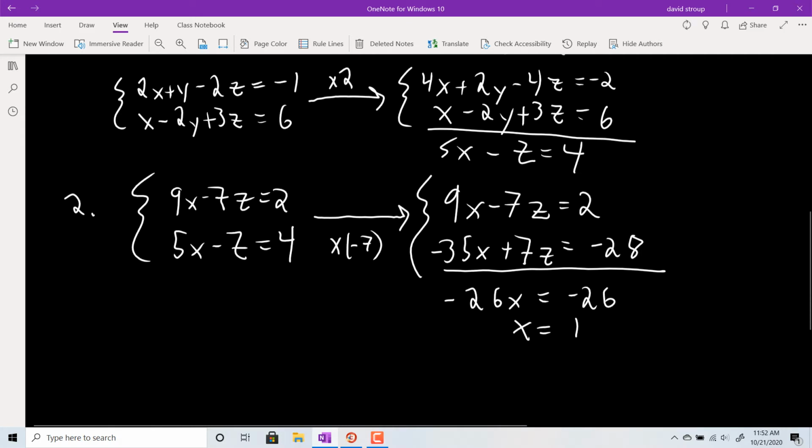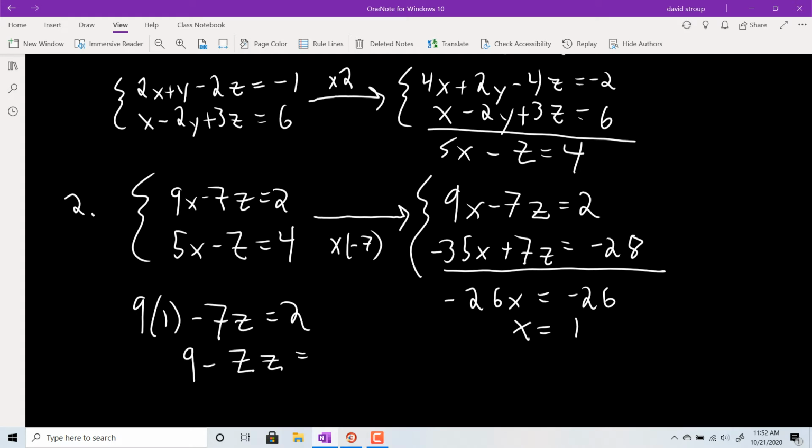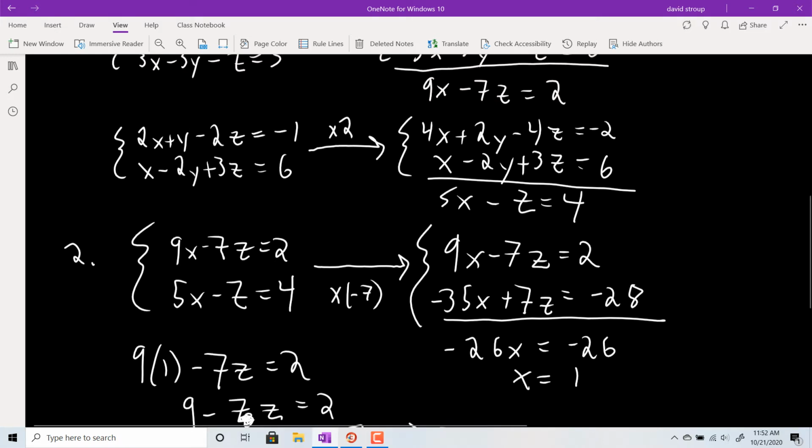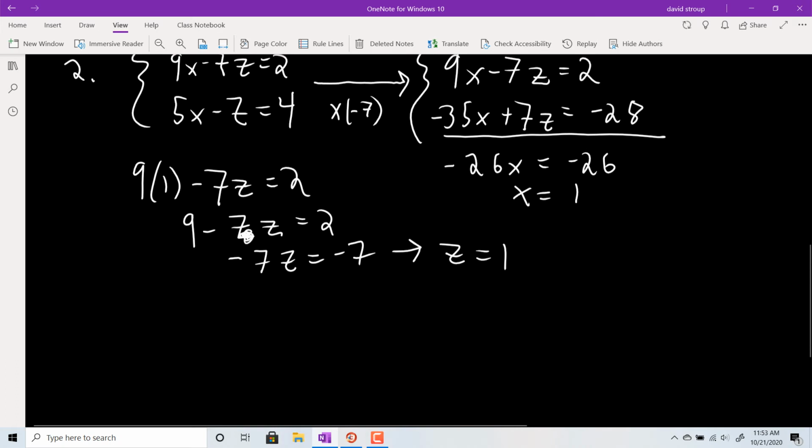Now it's all back subbing. You could plug x equals 1 into any equation that has just two variables. So I'll plug it into the first one I see, 9x minus 7z equals 2. So 9 minus 7z equals 2, so negative 7z equals negative 7, and then, of course, z is 1 as well. Then I have to go back to any equation that has all three variables. So I'm back subbing at this point.